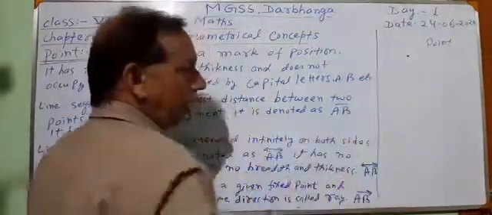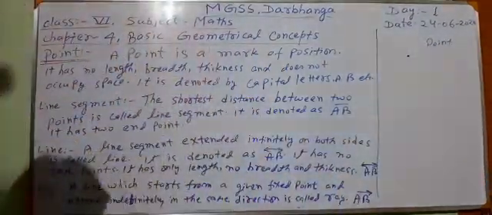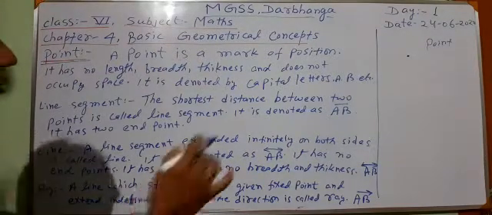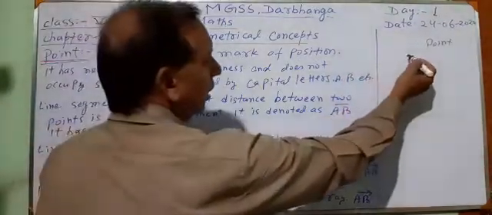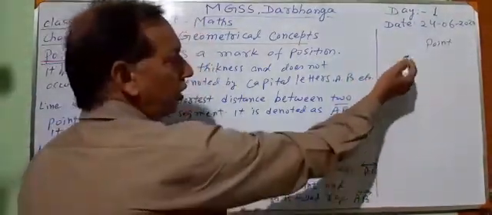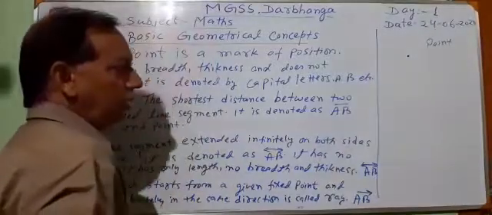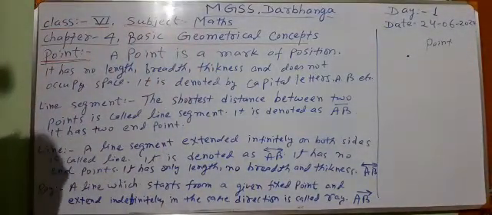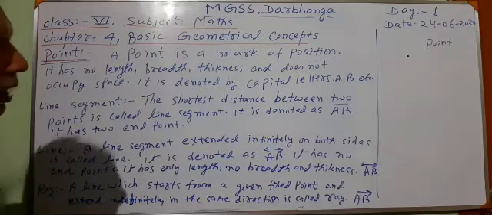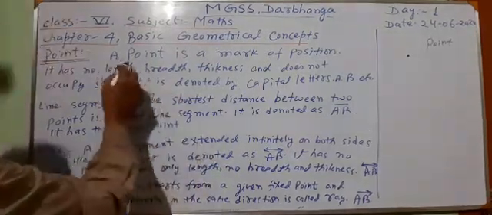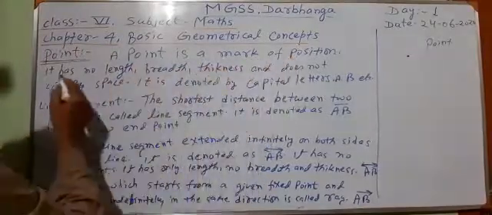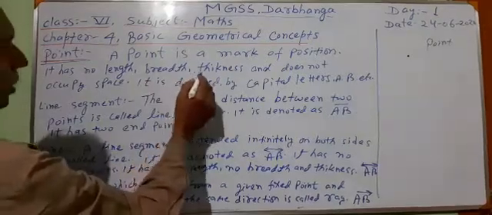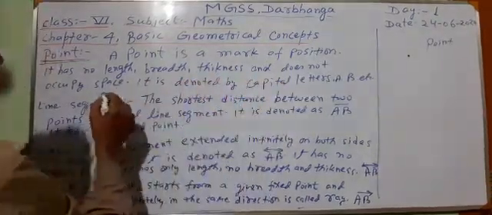And point has no length, no breadth, and it does not occupy a space. According to theory, actually it occupies some space. But according to definition, we shall say it has no length, no breadth, no thickness, and it does not occupy a space. I have written a point is a mark of position. It has no length, no breadth, and thickness, and does not occupy a space.